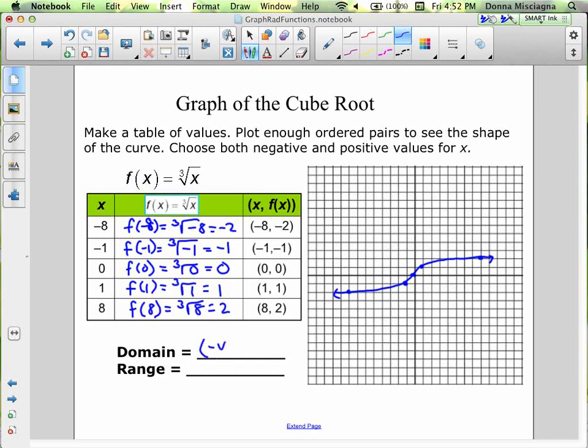And just like y equals x cubed has all real numbers as its domain and range, so does the cube root. You can take the cube root of any number. Some of them are prettier than others, but you can take the cube root of any number.